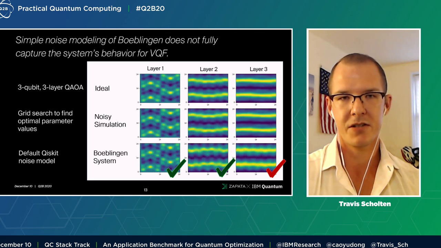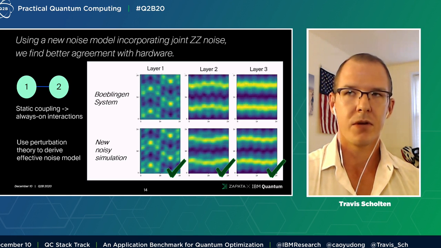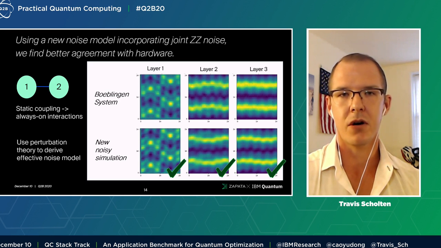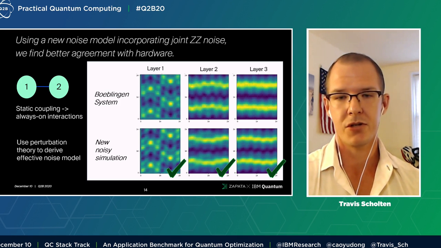You'll see that on the Berbligen system, there are these wiggly lines in blue that do not show up in the noisy simulation. And that suggests that the noise model is inadequate. And so in collaboration with Zapata, we developed a new noise model, which uses some knowledge about the hardware and the particular way in which 2-qubit gates are realized in IBM quantum systems to do a little bit of perturbation theory and derive a new noise model. And you can see on this new plot, where we have the results from Berbligen at the top and the new noisy simulation at the bottom, we achieve much, much better agreement.